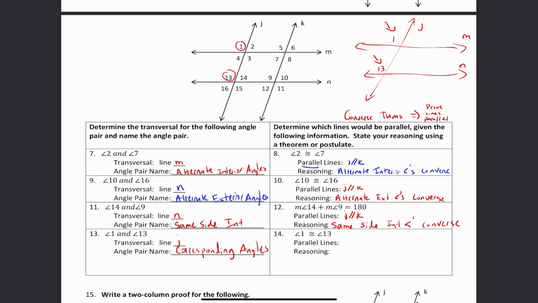But I notice that from the given, angle 1 is congruent to angle 13. And since I have these two lines cut by a transversal, and angle 1 and angle 13 are corresponding to each other, then we can say that lines M and N are parallel. And the reason would be corresponding angles converse. Okay, like I said, the converse theorems prove lines parallel.